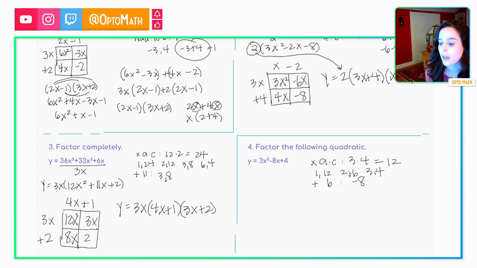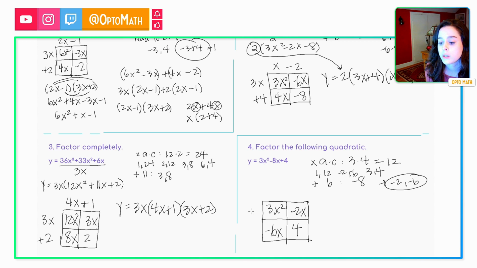So 6, 7, 8, that gives you to 8. But if they're both negative, then that gets you to -8. So it's going to be -2 and -6. These are our special numbers to replace our b. We're making our Punnett square. Okay, 3x squared. Bottom right is our c, which is 4. And then we've got -2x and -6x.